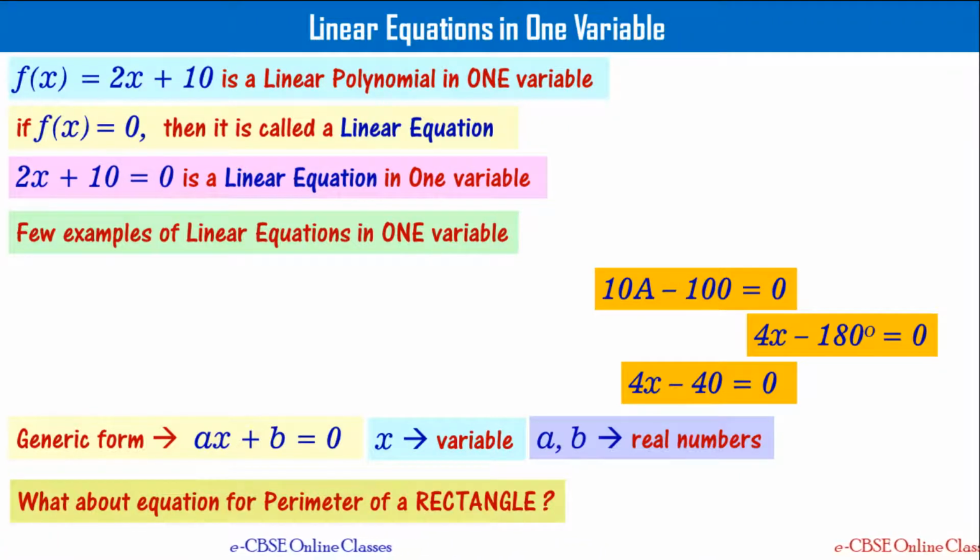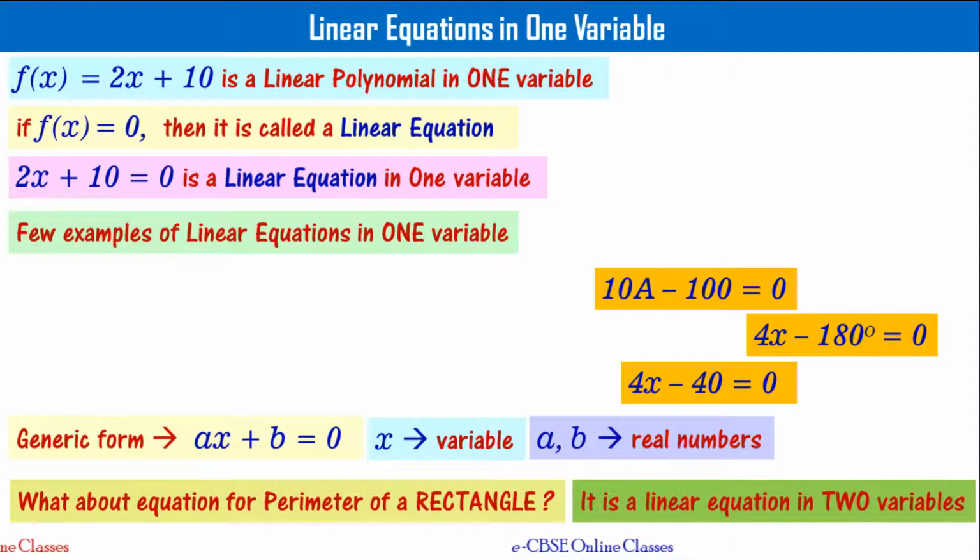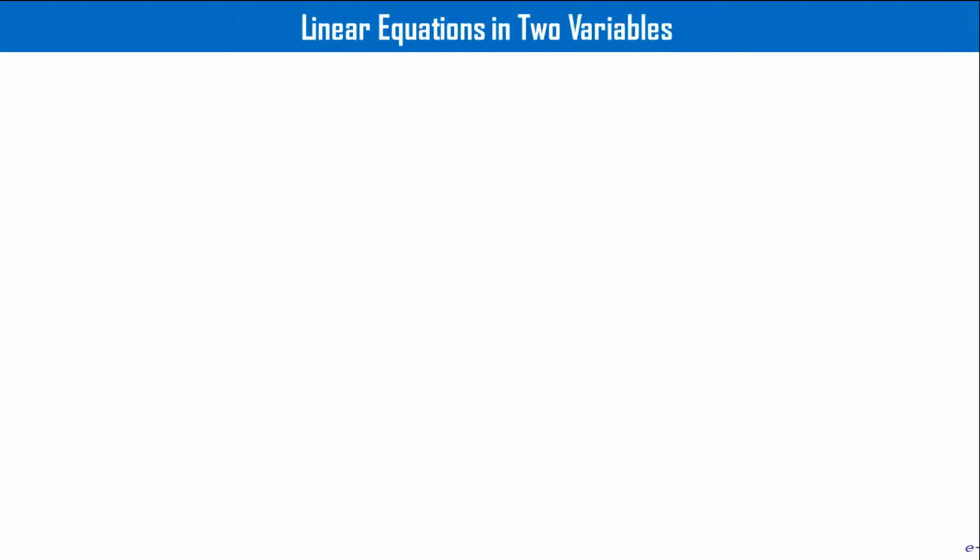Now I have a question. What about the equation for the perimeter of a rectangle? We have seen the equation for the perimeter of a square, right? That is a linear equation in a single variable, right? Whereas now the question is, what about the equation for the perimeter of a rectangle? To answer that, I say that it is a linear equation in two variables. Let's try to understand that now.